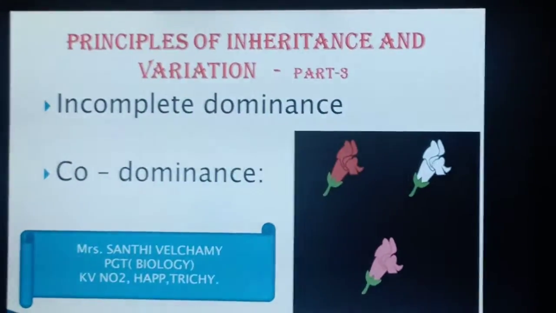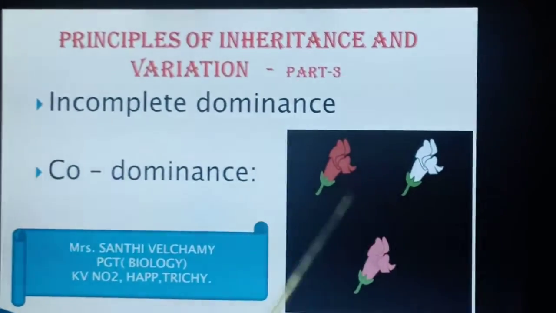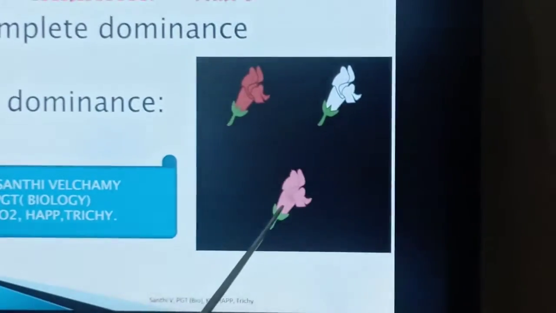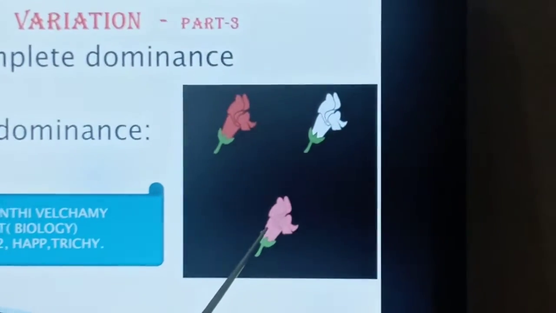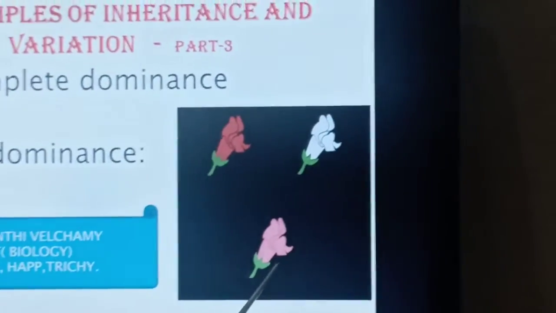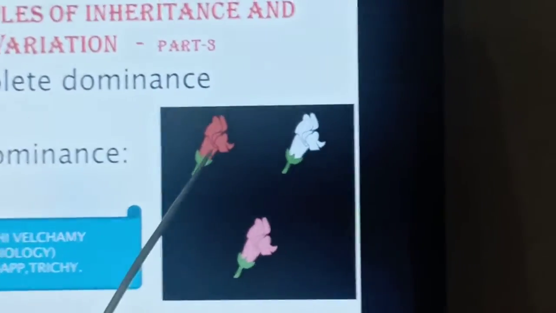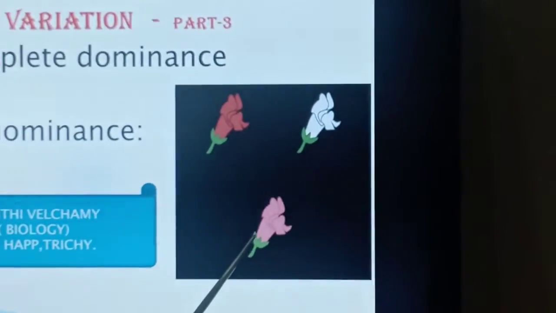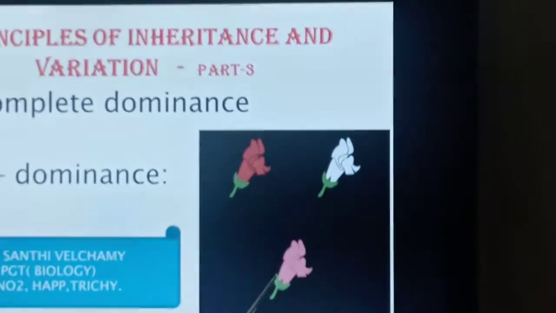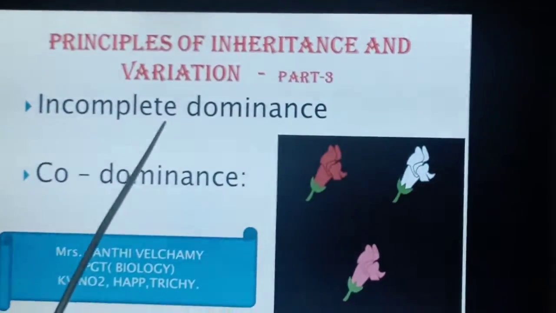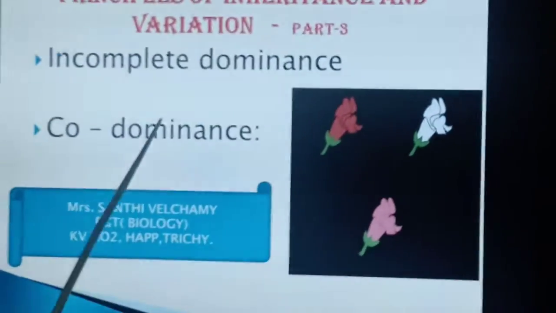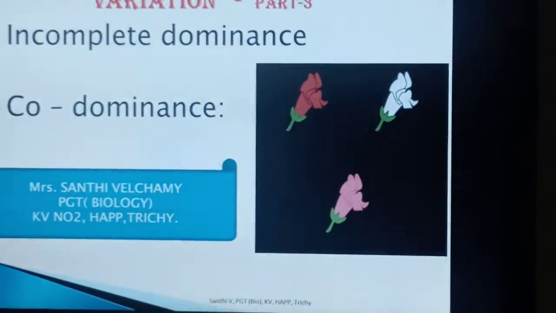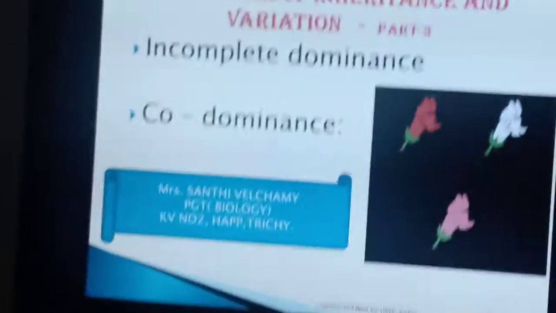But in the case of incomplete dominance, you can see here, the red flower and the white flower, if we cross, they produce pink color flowers. The flower produced in the F1 generation does not resemble either parent. It is entirely different and the character produced is intermediate. That type of dominance you call incomplete dominance, and the other is codominance. For codominance, blood group is a good example. So we are going to study this in detail here.